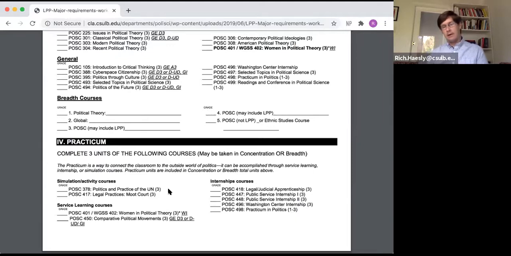The second category of practicum courses is the service learning courses, and we have 2 of those in our department. Poli-Sci 401, which is cross-listed with Women, Gender, and Sexuality Studies 402, and that's Women in Political Theory, or Poli-Sci 450, Comparative Political Movements. And in those courses, the way in which they're a practicum is that the professors worked with the Center for Community Engagement to come up with ways for people to do service learning as part of the course. And those service learning experiences will most likely be done online because of the reality that our courses are online for the fall semester, but it allows you to apply what you're learning in those classes to how do organizations in the political world actually try to implement those.